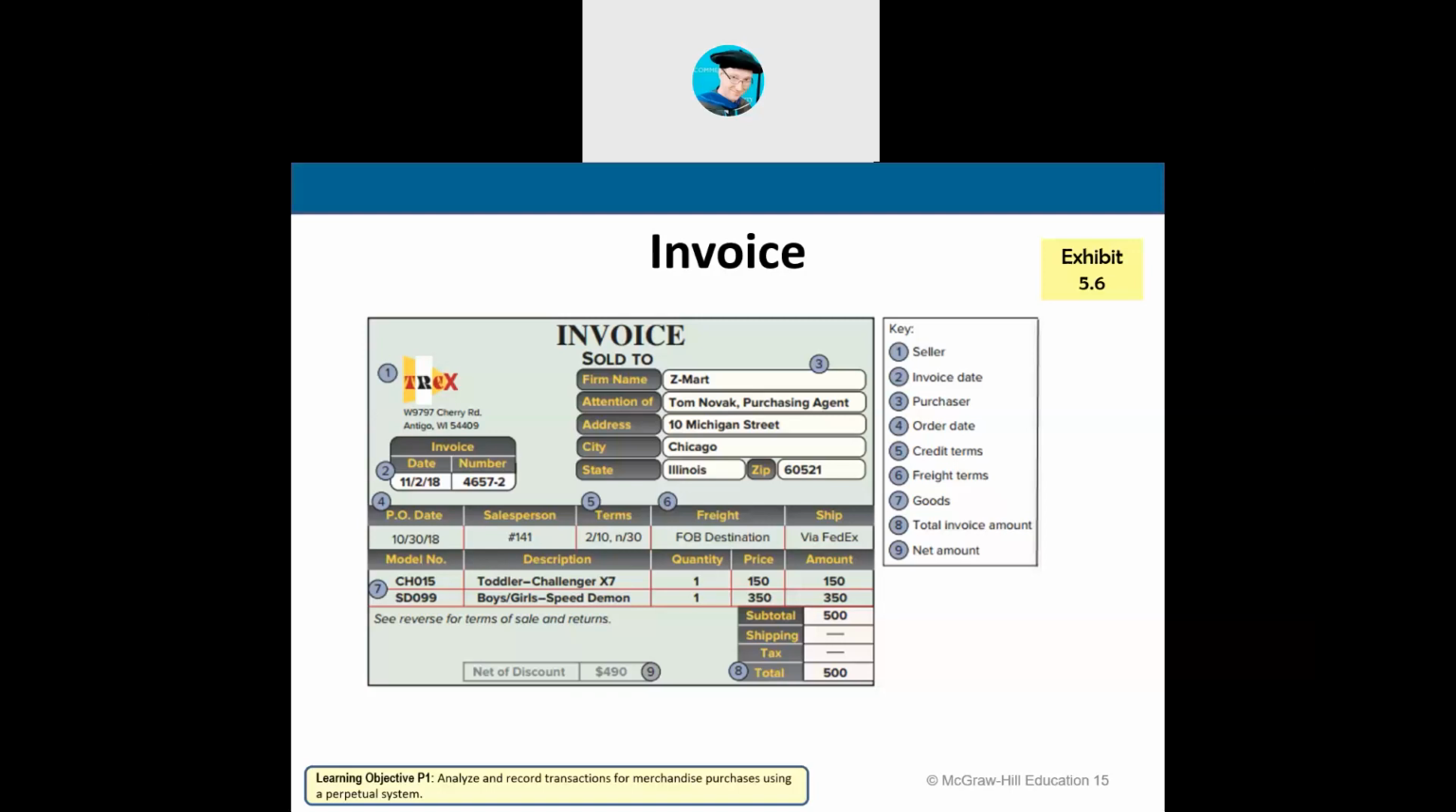And number 7 on here shows us the list of the quantity, the price, each amount, what the product is, model numbers, so that's the detail of what's being sold. And of course, it'll have a total amount. It might include things like a subtotal, shipping, taxes, and it might include number 9. It doesn't always include number 9, but the net amount: what you would pay during the discount period.